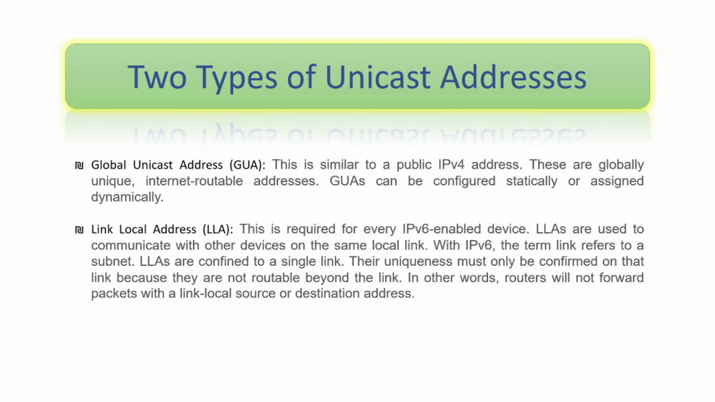Link local address. It's good to note that all devices have a link local address. Whether they have a global unicast address or not, they have to have at least the link local address. For every IPv6 enabled device, this is a requirement. LLAs are used to communicate with other devices on the network, including the gateway. With the gateway, it uses the link local address. So within the LAN, it is the link local address that is important.